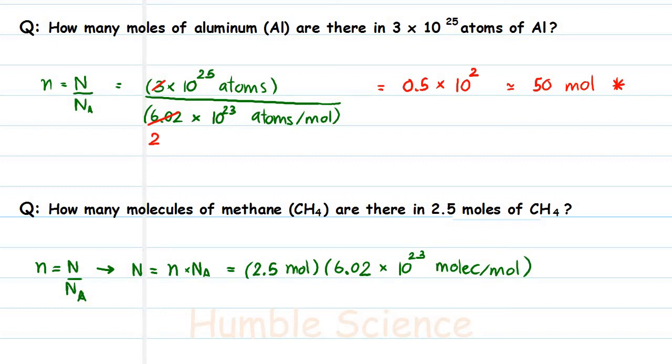Okay, if we approximate 6.02 to be 6, we can get 2.5 times 6, which is going to be 15 times 10 to the 23rd, or 1.5 times 10 to the 24th molecules. And that is the answer here.